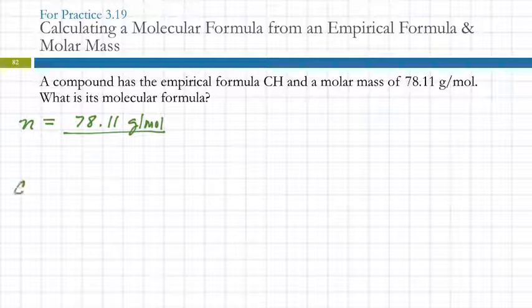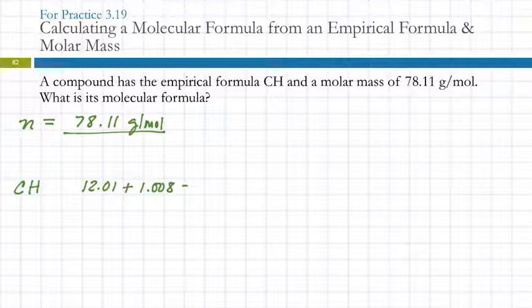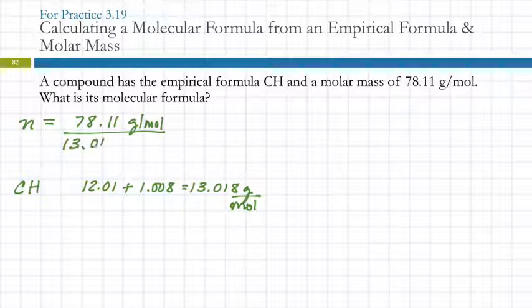So the empirical formula is CH, so we have to calculate that. There's 1 carbon and 1 hydrogen. And so I think that's 13.018 grams per mole. Every mole of CH would weigh 13.018 grams. So I'm going to put that in the denominator. Pull out my calculator. 78.11 divided by 13.018.